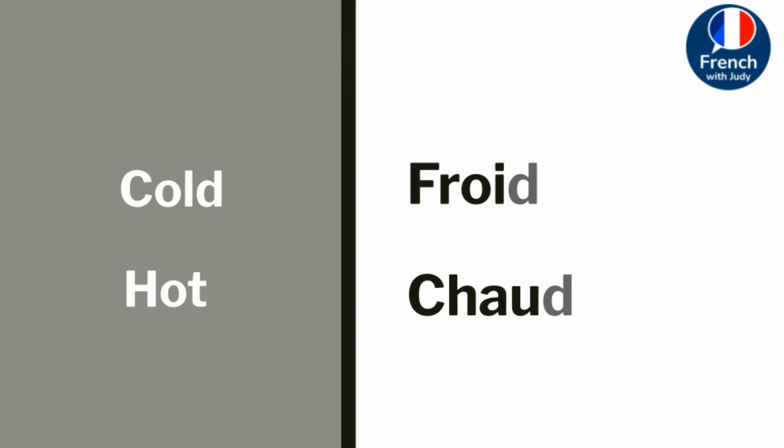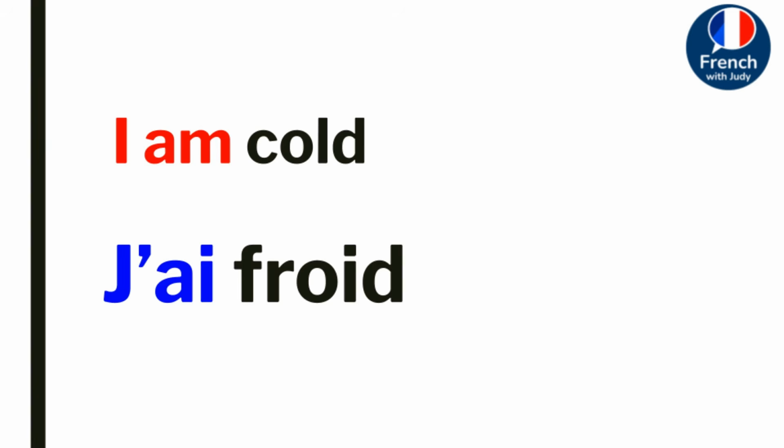Cold in French is Froid. And hot is Chaud. In French, you use the verb avoir, to have, with temperature-related feelings, but in English, we use the verb to be instead. So to say I am cold, we say J'ai froid.